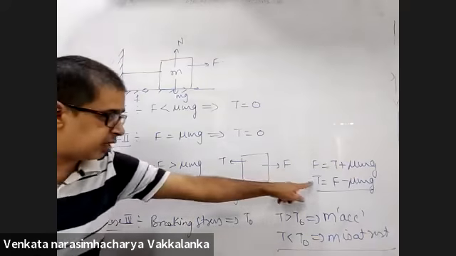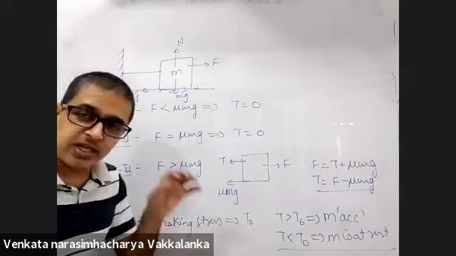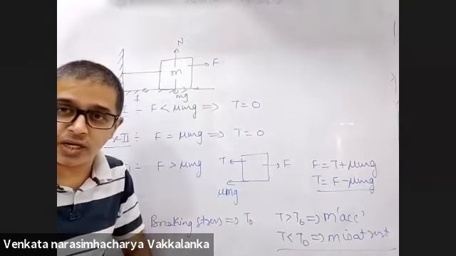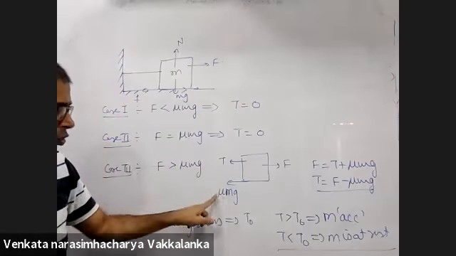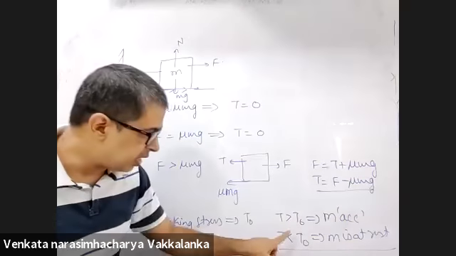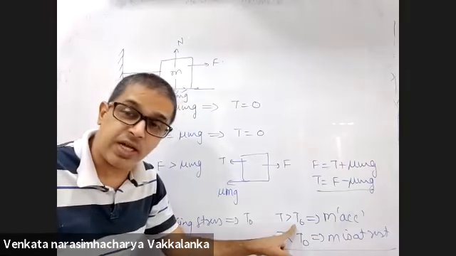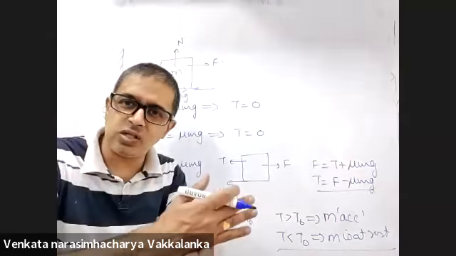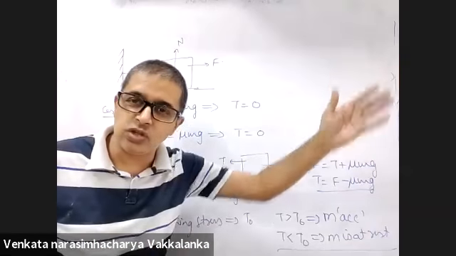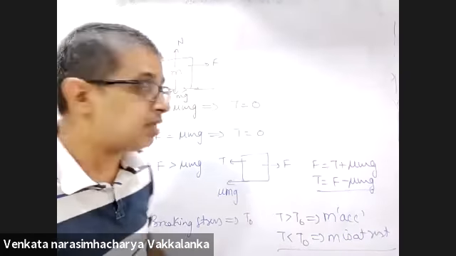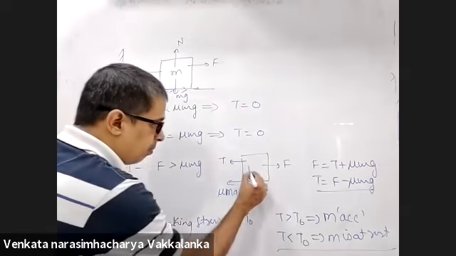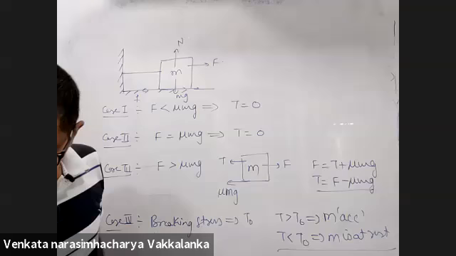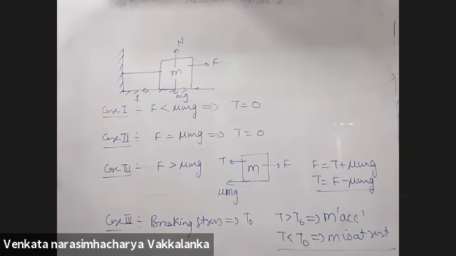If the tension in the string is less than the breaking stress of the string, body will remain in equilibrium with these two forces balancing. But if the tension here becomes greater than T naught, string snaps, body accelerates to the right. With how much acceleration? F minus mu mg divided by m.